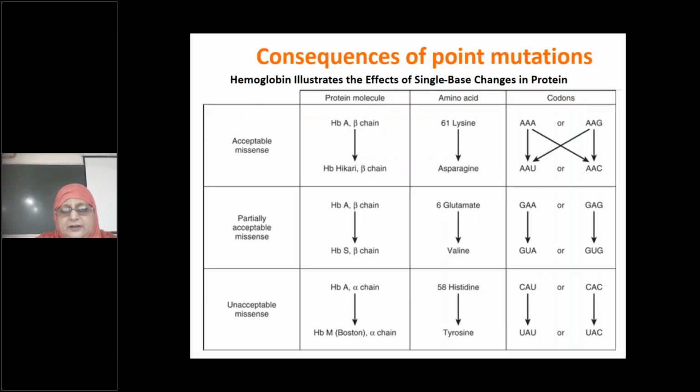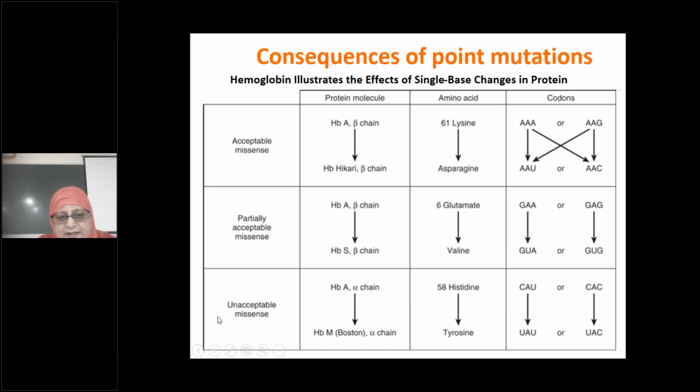Here we have given an example of hemoglobin, showing the effects of a single base change in this protein. If you see hemoglobin, this is adult hemoglobin, the beta chain. At position 61, if lysine is replaced with asparagine, it results in an abnormal hemoglobin known as hemoglobin Hikari. This is a missense mutation that is partially acceptable. Another example is sickle cell anemia, where in the beta chain, at position 6, the glutamate is replaced by valine to form hemoglobin S, that is sickle cell hemoglobin.